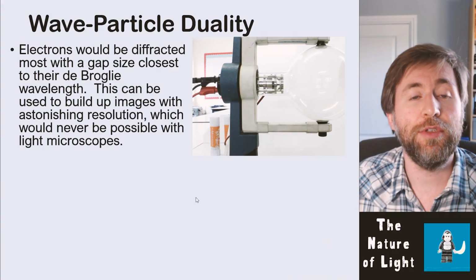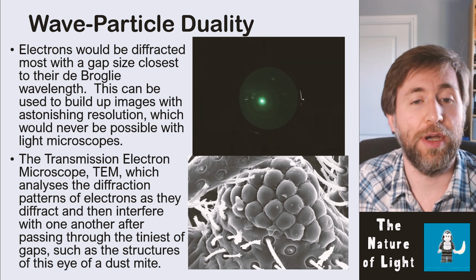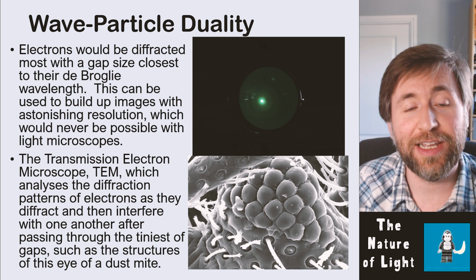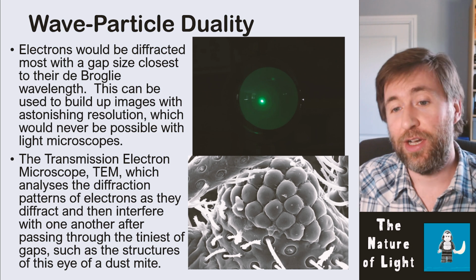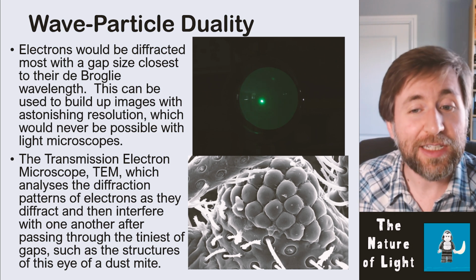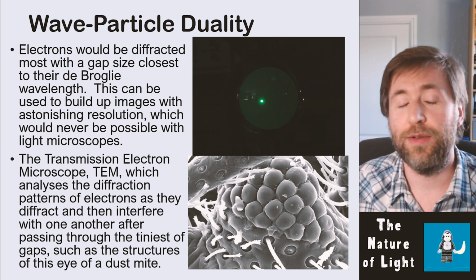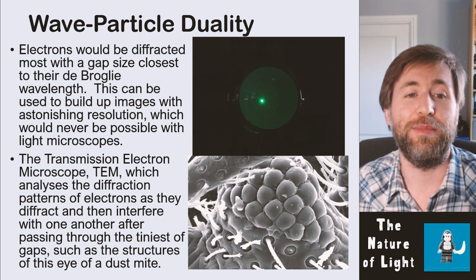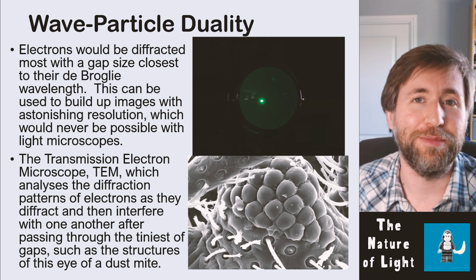Now this has real uses. Because electrons can be diffracted, we can now use an electron microscope. So electron microscopes actually analyze the diffraction patterns of electrons, and they can build up astonishingly high resolution images of, this is a dust mite, of very, very, very small things. Even down to the atomic scale, we can use this wave particle properties. And down to the atomic scale, we can take electron microscope images of incredibly high resolution, much higher than would ever be possible with light microscopes.